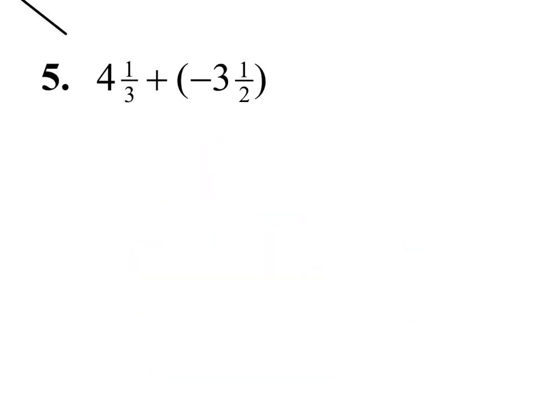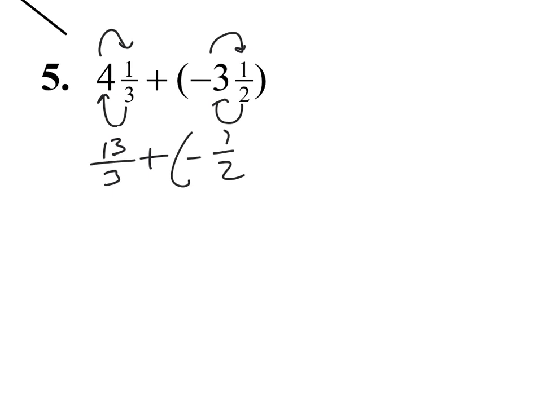Okay, on number 5, I've got 4 1/3 plus a negative 3 1/2. So here we go. Improper fractions first. So 3 times 4 is 12. 12 plus 1 is 13. So I've got 13 thirds plus 2 times 3 is 6. 6 plus 1 is 7. So I'm going to add it to negative 7 halves. Okay, so negative 7 halves.